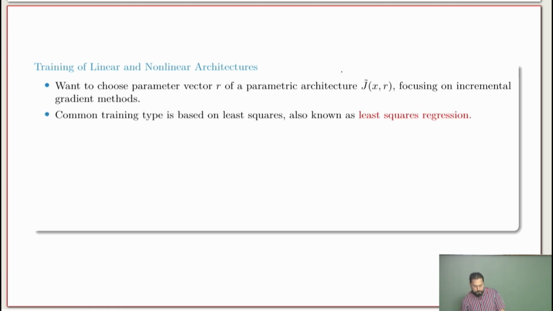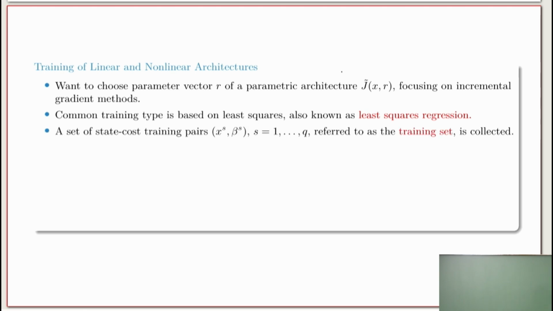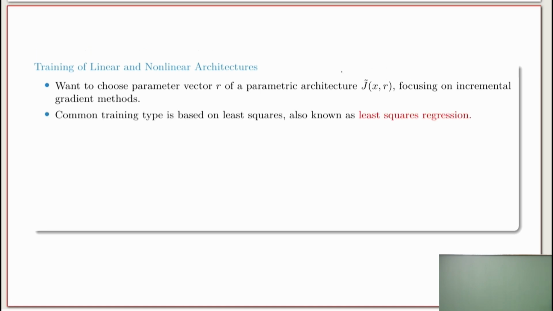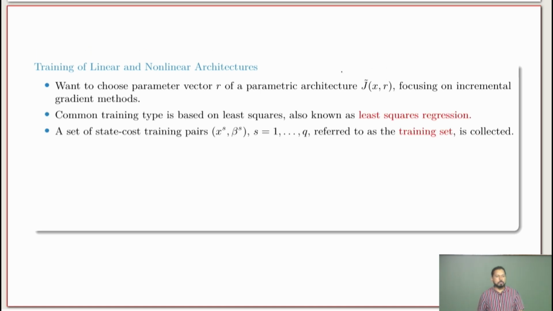So a common training type is based on least squares regression. Because we are into these cost approximations, and remember costs are typically continuous values, unlike controls, which are sometimes discrete and finite. So you will build a classifier if you want to approximate the control, but typically for cost you will look at the regression problem.